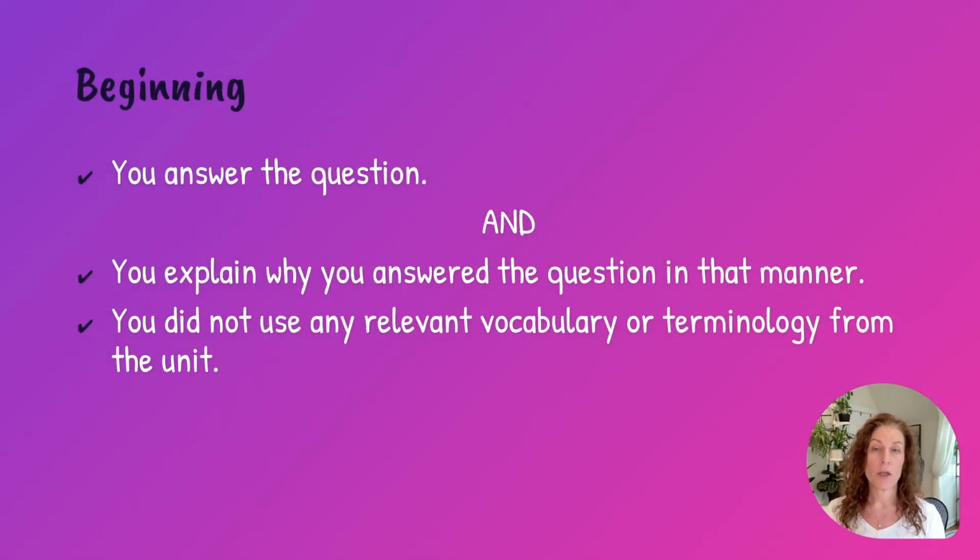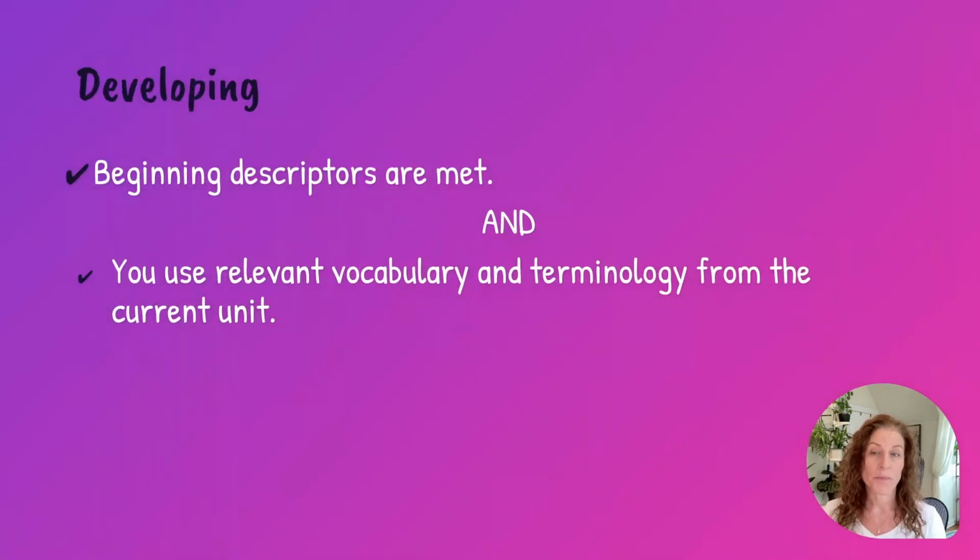If you're at the beginning level, it means you've answered the question and you explain why you answered the question in that manner. It's not enough to say the answer is A. You have to say, why did you think the answer was A? In your explanation, you may not use relevant vocabulary. There may not be any of that in there.